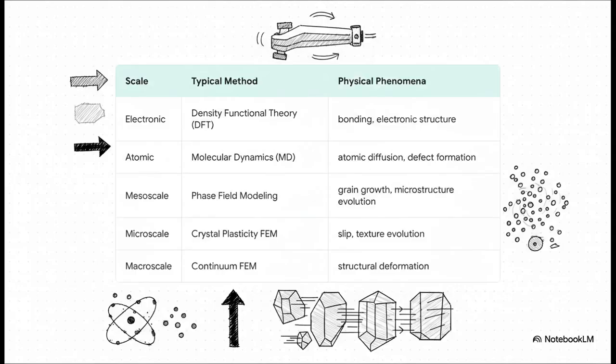Now, this table might look a little intimidating, but don't worry about all the technical names. The main idea is that it's like different zoom levels. We start at the very bottom, at the electronic level, simulating how the basic bonds form.